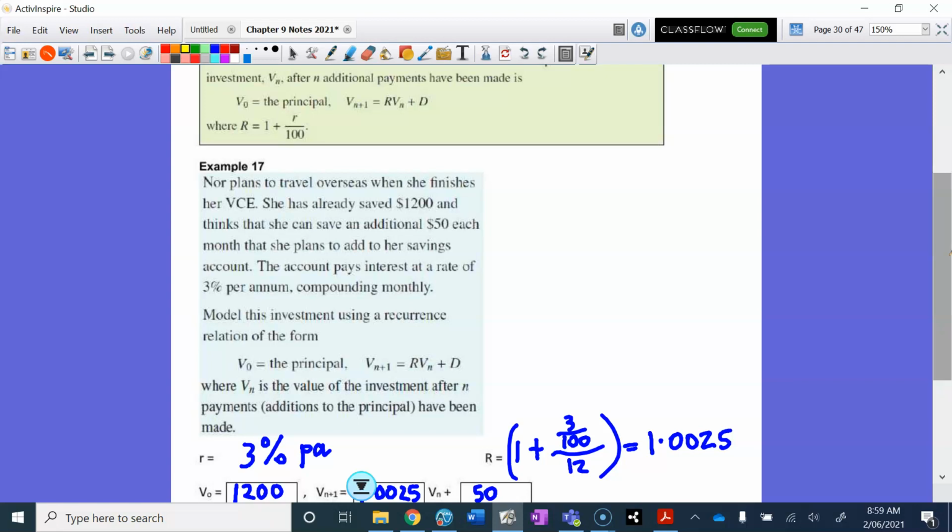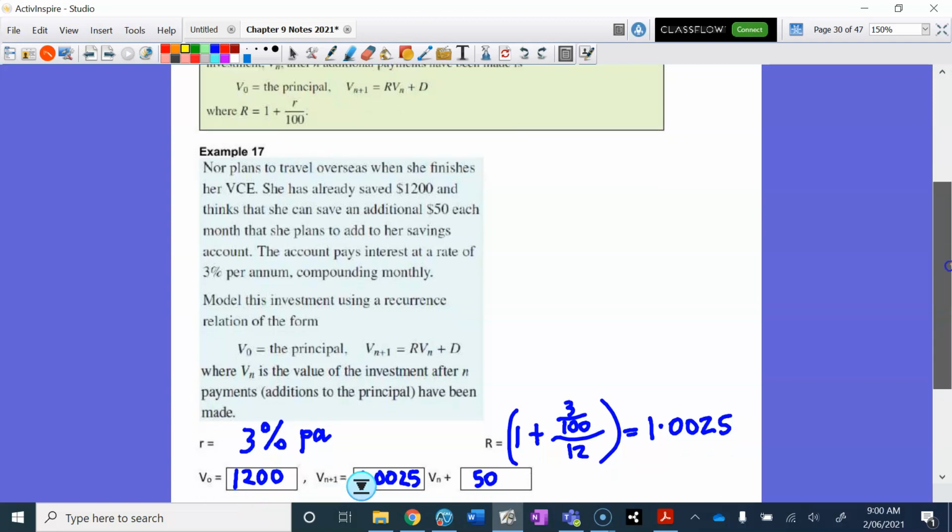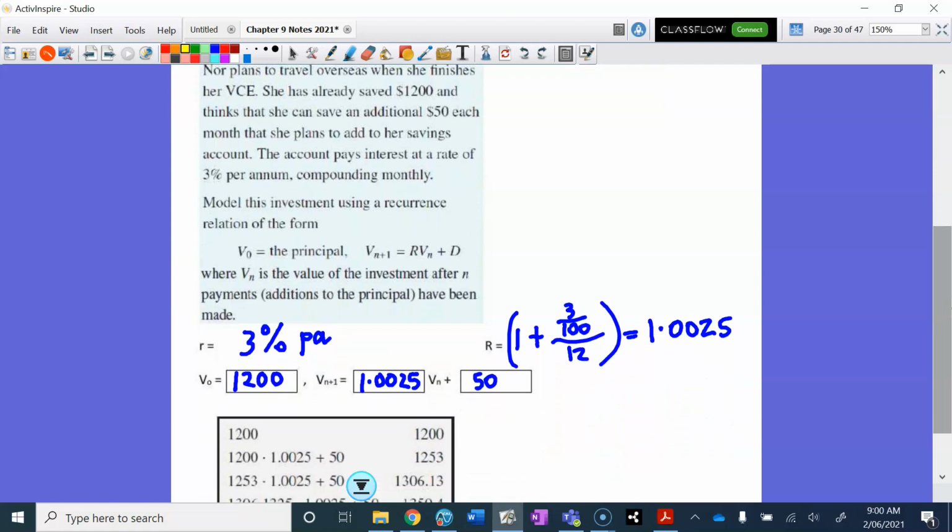So basically what she's going to do is invest the $1,200 into the bank, meanwhile earning interest on that money, plus she's going to add an additional $50 a month to that investment. Okay, so it's like a traditional savings account. You've got some money in there and you're adding to that on a regular basis. In this story, the interest rate is 3% per annum, and the interest rate compounds monthly, and we're going to use a recurrence relation to model this investment.